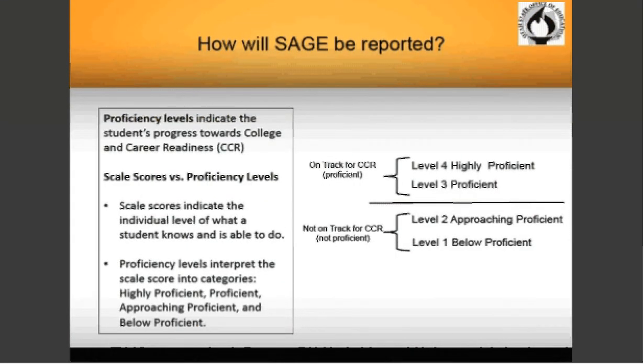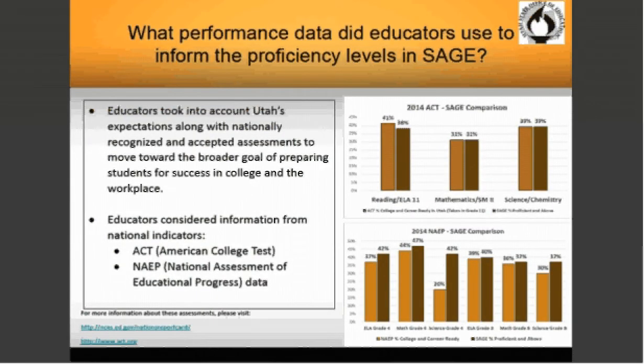You will also be given a proficient level for your student. Students receiving 3s and 4s are considered proficient. To help determine the percent of students who should be proficient at each level, educators compared the performance of Utah standards to national standardized tests. As you can see, our SAGE assessment scores were very similar to the ACT and NAEP scores in many categories.